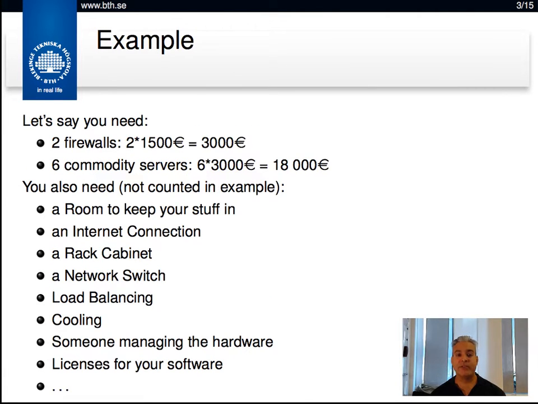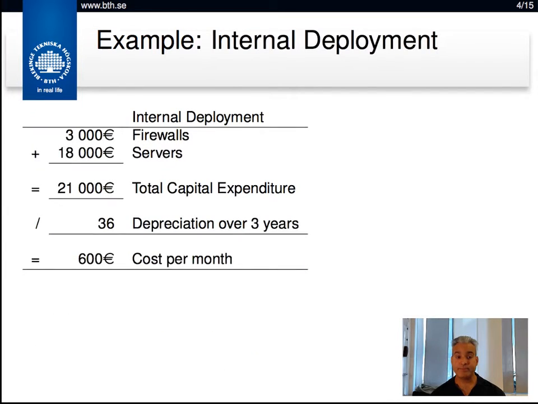The economic side of it then, this is an example straight from the book. I'm not sure I agree with it, but let's say you need a few firewalls and some commodity servers. You will also need, which we don't count in the example, room to keep the stuff in, internet connection, rack cabinets, network switches, cooling, load balancing, someone to manage the hardware, licenses for your software, etc. Licenses for the software you're going to need anyway, but everything else is things that you're going to have to worry about if you pay for this yourself.